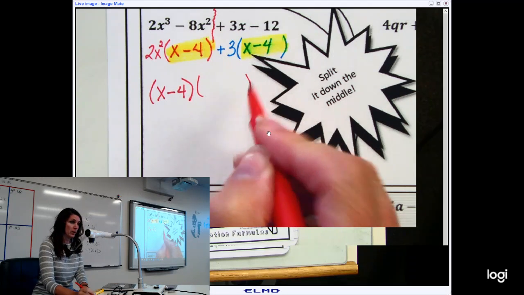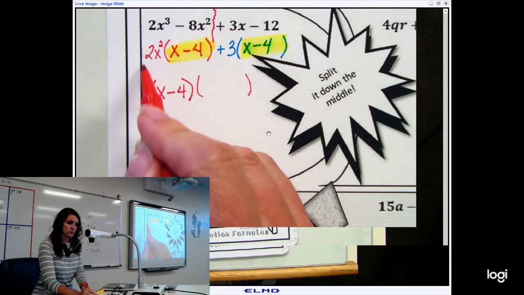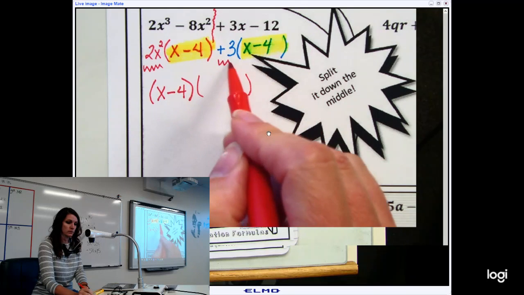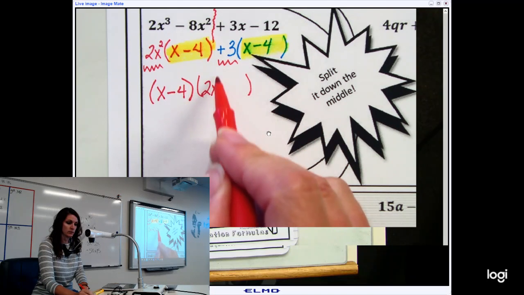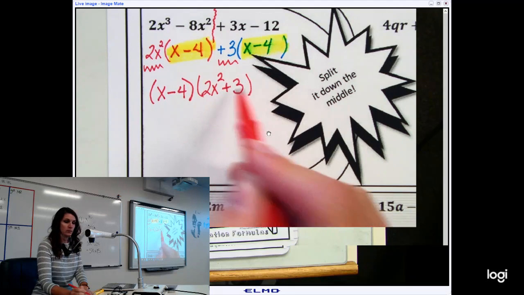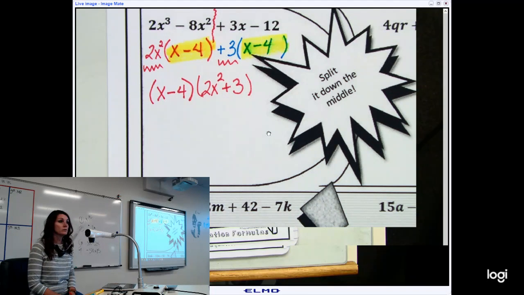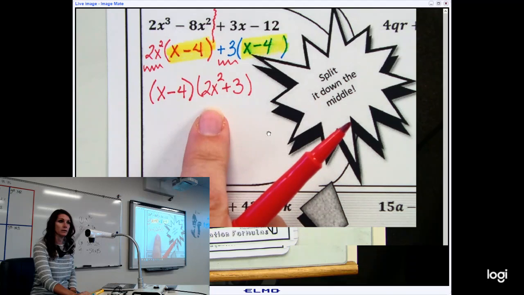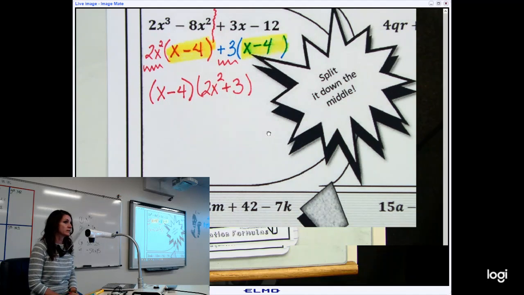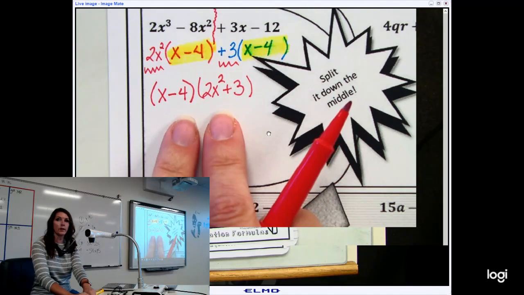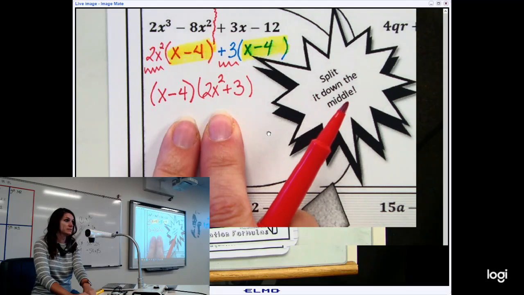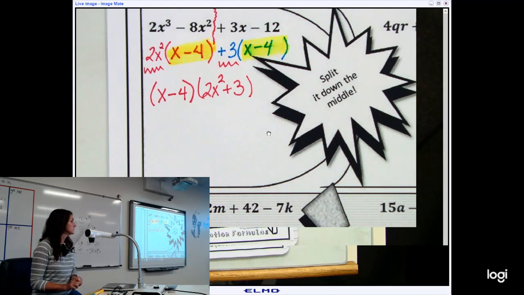And what's left behind? 2x squared plus 3. Something you thought you couldn't factor, guess what we did? We were able to factor. Does that totally look like we anti-foiled, unfoiled? Right? That's exactly what we did. We unfoiled. And this does take a little work. That's why we've got a couple more practice problems on this page.